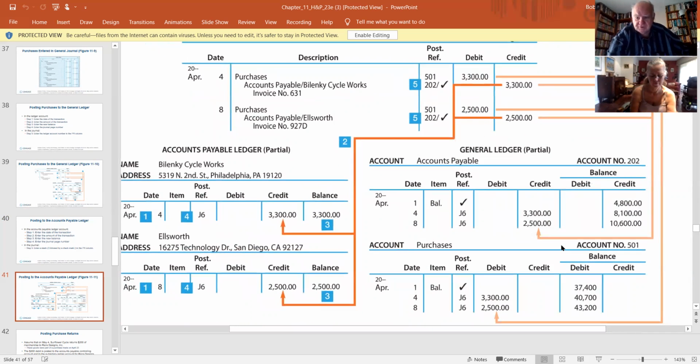Okay, here's what we just did. Remember, we brought the numbers down to the general ledger. Now we're doing the same thing with the accounts payable ledger. The accounts payable ledger is going to consist of all the people to whom we owe money. There's a credit balance: we owe Blankly $3,000, and we owe this one $2,500. So there's no mystery with that, I don't think. Right.